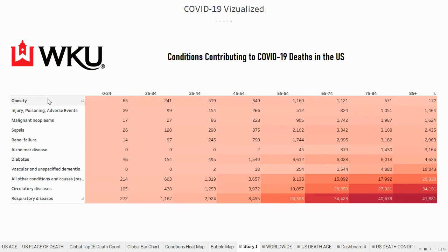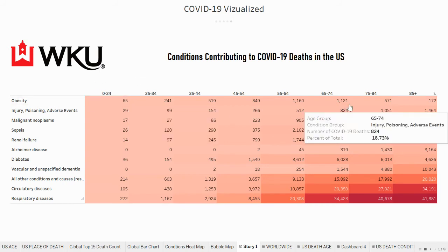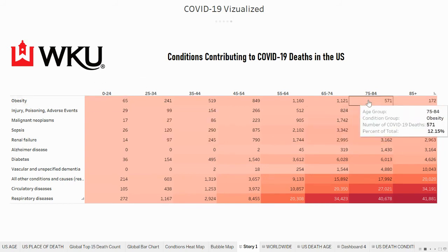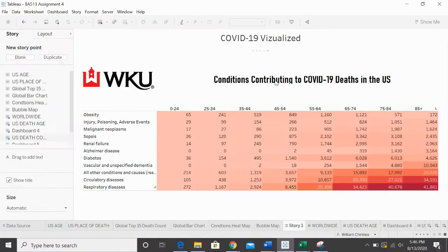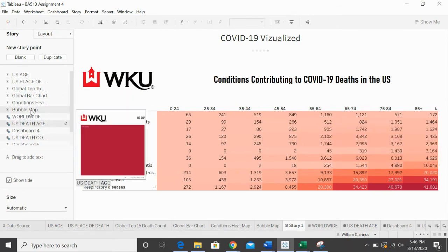And you can see here obesity, for example. So in obesity that was cited in deaths, from ages 75 to 84, 571 people died, or 12.15% of total. Let's see here, that doesn't quite look right. Okay, that's an easy fix. Here's what we can do.